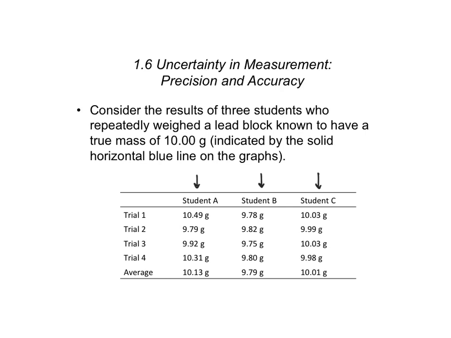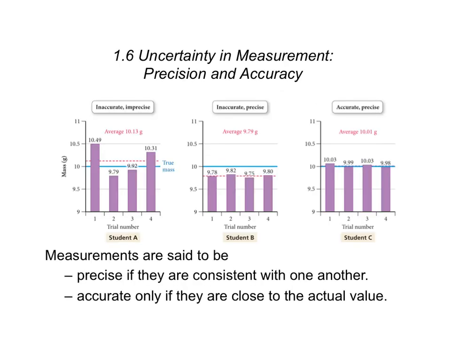A better way of denoting this is utilizing something like a bar graph. Okay, so in these bar graphs, we have listed student A, student B, and student C, and each individual measurement for each trial. And then we've also listed their average. So the average is in red, and then the true mass of the thing is in blue. Okay, so the true mass is 10 grams.